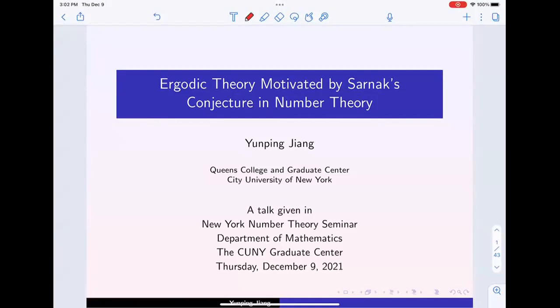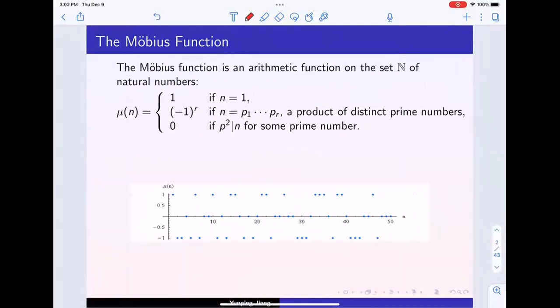So first, my title is Ergodic Theory Motivated by the Sarnak Conjecture in Number Theory. Let me start from a function called the Mobius function. I think everybody here probably knows that function, right?